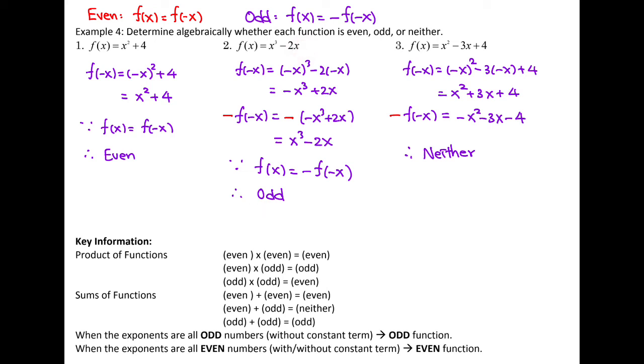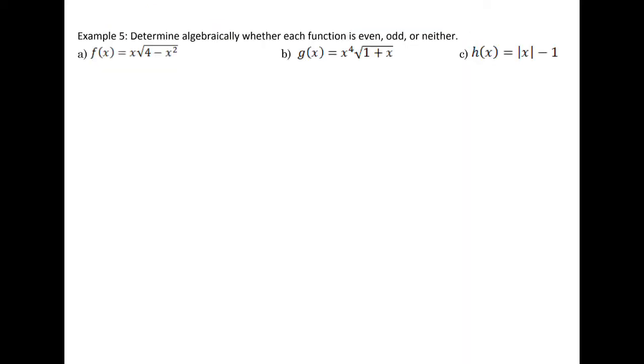Question 3, the exponent here is 2 and the next one is 1. Because those two exponents are not the same type already, this is even, this is odd. So we know the function is neither. The shortcut only works if the function is a polynomial function. So let's look at example 5. None of the functions here are polynomial functions.